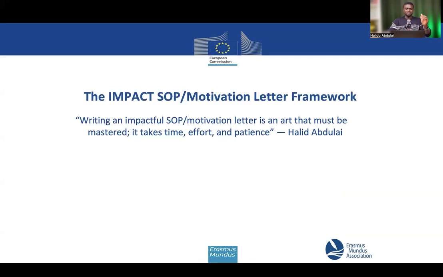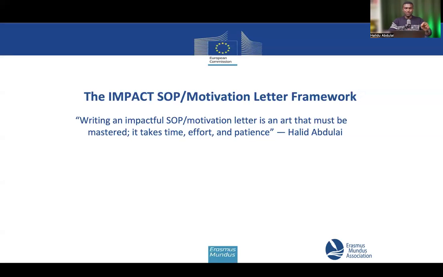So let's move forward. I will move to explaining the impact SOP or motivation letter framework. Like I've said, I have used this and I've won several scholarships. If you are wondering what kind of scholarships I've won, I did my bachelor's in Turkey. I used the same strategy to write my motivation letter. I got it. Nobody helped me. I did everything on my own. I applied to 5 different Erasmus Mundus programs using this framework. I got accepted into 4 of them. And then for my PhD, I applied to 3 different institutions using the same strategy, and I got accepted to all 3 institutions that I applied to.